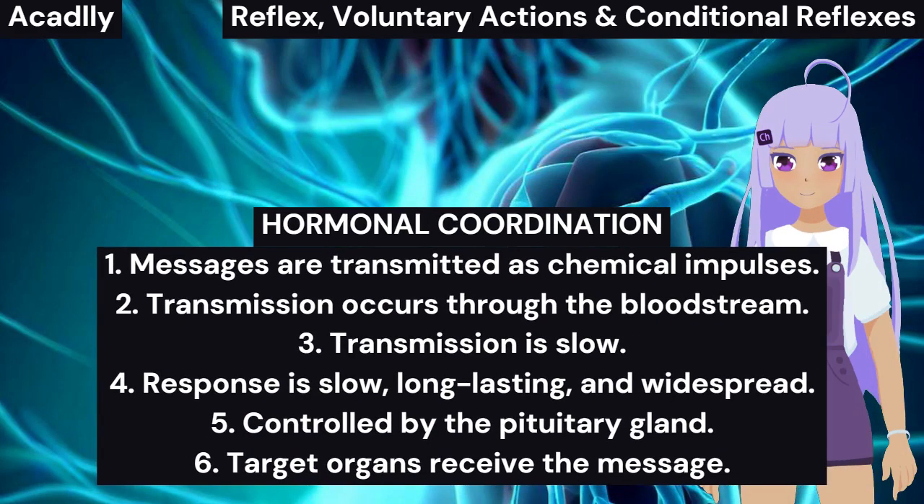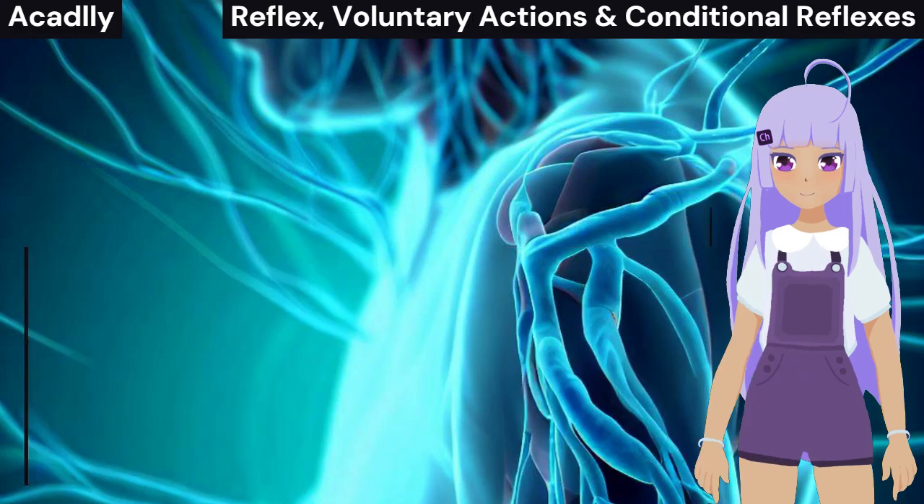Hormonal coordination. 1. Messages are transmitted as chemical impulses. 2. Transmission occurs through the bloodstream. 3. Transmission is slow. 4. Response is slow, long-lasting, and widespread. 5. Controlled by the pituitary gland. 6. Target organs receive the message.